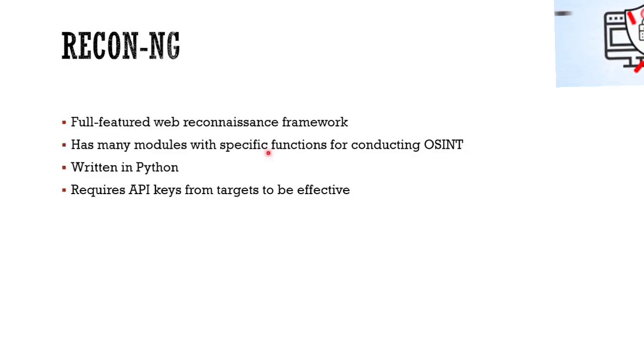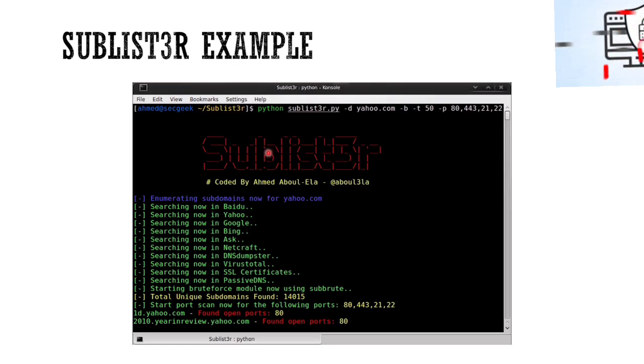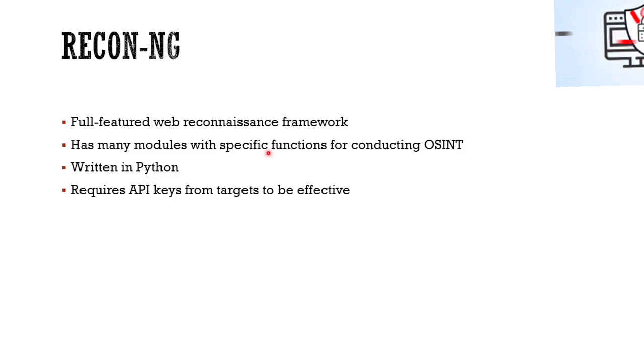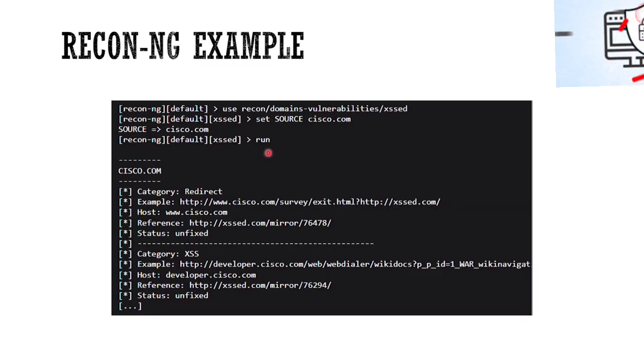Then there's Recon-ng, and we use this for full-featured web reconnaissance. They've got a lot of modules. It's written in Python, and again, it searches all these different things. You're probably going to need to get API keys for the various sources that it searches. Here's an example here. So we were looking at domain vulnerabilities here. We were checking cisco.com, and we found different hosts and examples with, say, possible cross-site scripting vulnerabilities or redirect vulnerabilities. So this is just a quick snapshot of Recon-ng's output.